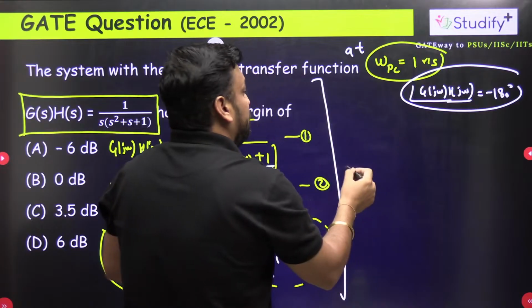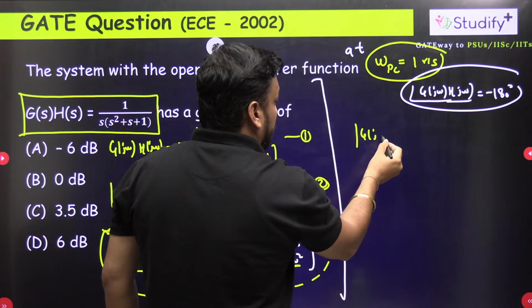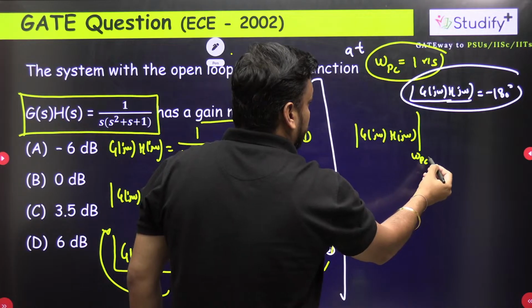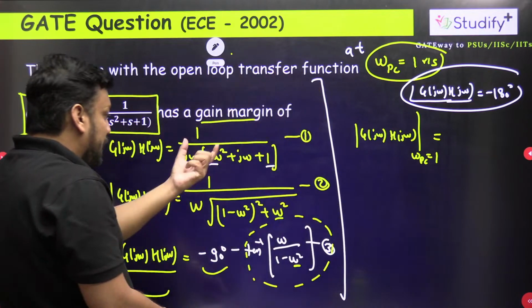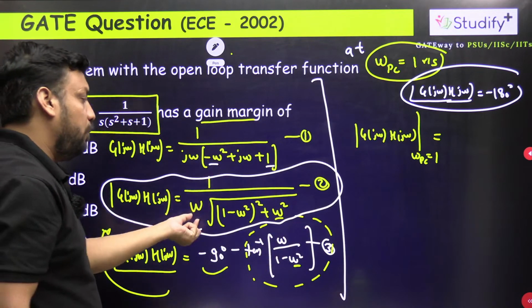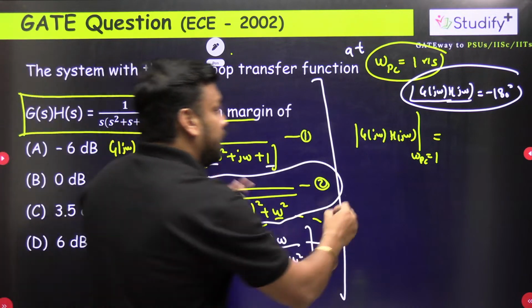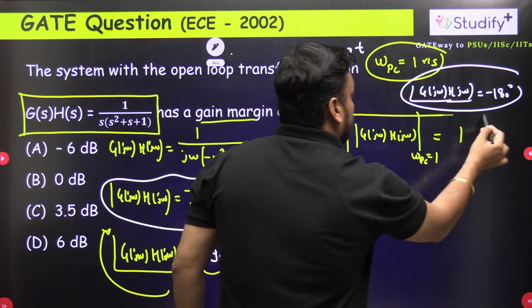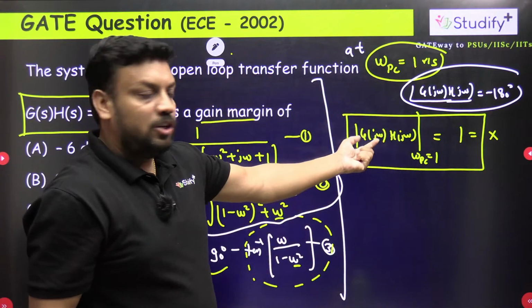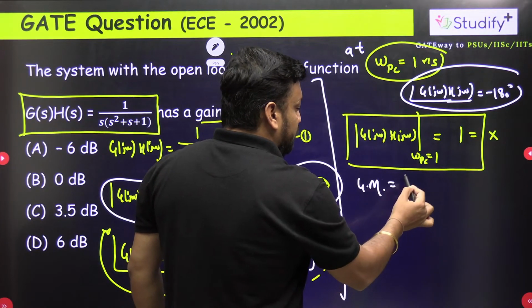So if I have the omega PC, as far as gain margin is concerned, first we need to calculate the magnitude of G(j omega) H(j omega) at omega PC. Omega PC is 1. So in this magnitude equation, equation number 2, you need to put omega PC as 1. Put 1 here, 1 minus 1 is 0, and here is also 1. Don't you think the entire value is nothing but 1 only? This value will be x: the magnitude of G(j omega) H(j omega) at omega PC will give you x, and gain margin is 1 by x.